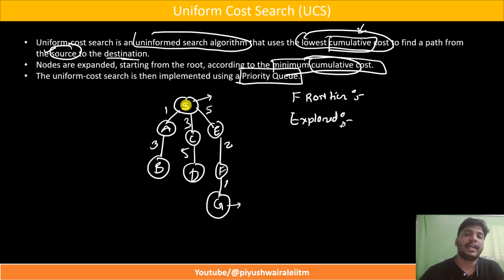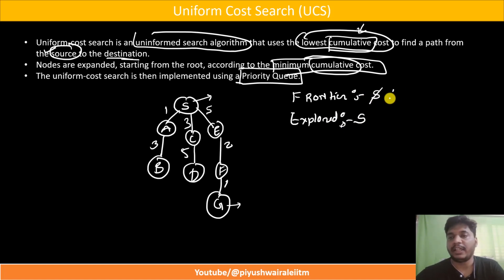So first we start with S. In the frontier, S will be there because that is our starting point. We'll see whether S is my goal state or not. It is not my goal state. So from S, I can go to A, I can go to C, I can go to E. So I have explored this node S, I'm removing it and adding it to the explored set.